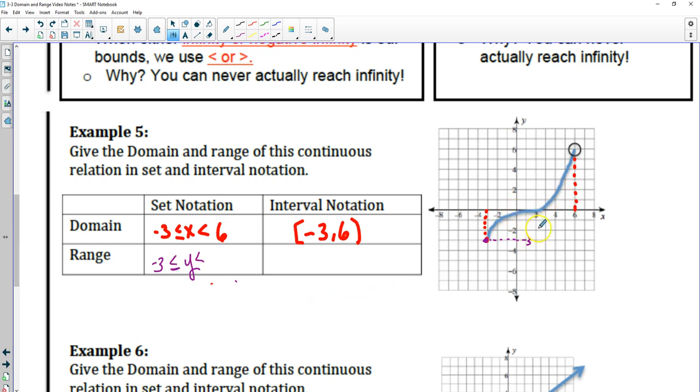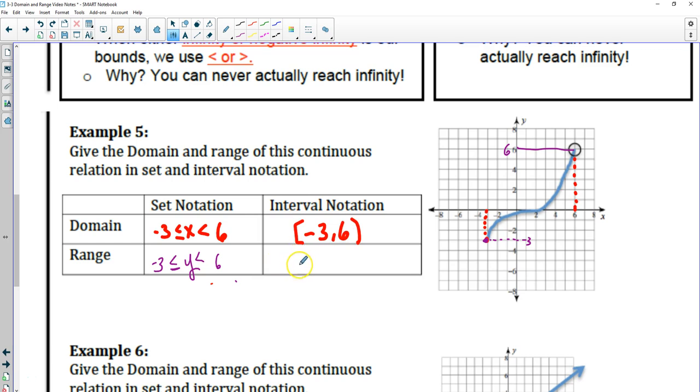Then I'm going to go to the very top of this function, which is here, and I'm going to see what the y value is there. That y value is also 6. They're not always going to be the same. That's just a coincidence. So the top y value is 6, and it is an open circle, so that means I'm going to have an open circle there for the end of my range.